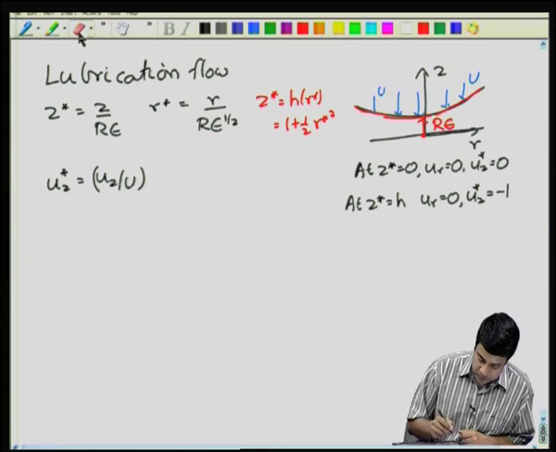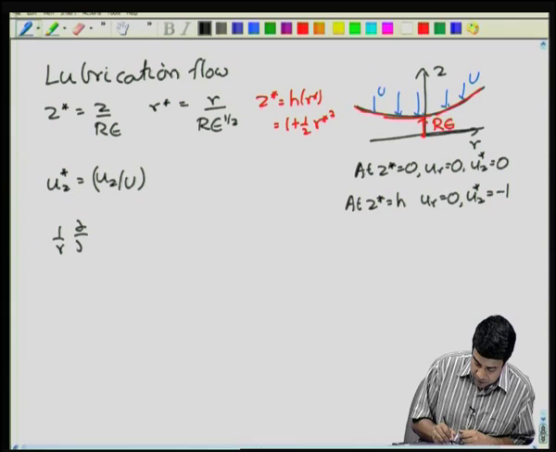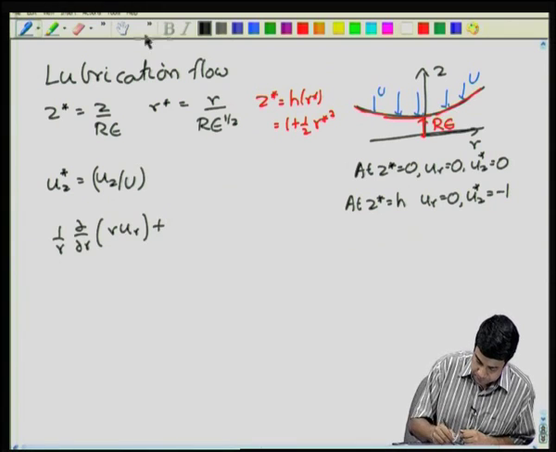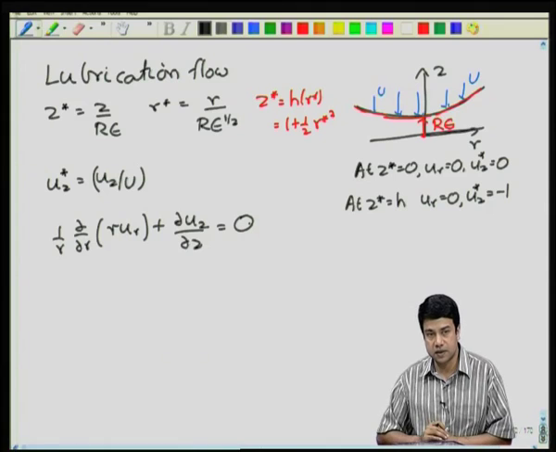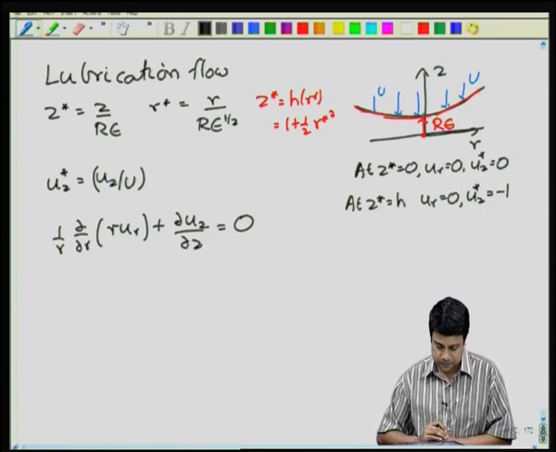So, the mass conservation equation in this case is 1 by r d by dr of r u r plus partial u z by partial z. This is equal to 0. Okay. So, that is the mass conservation equation in this case.